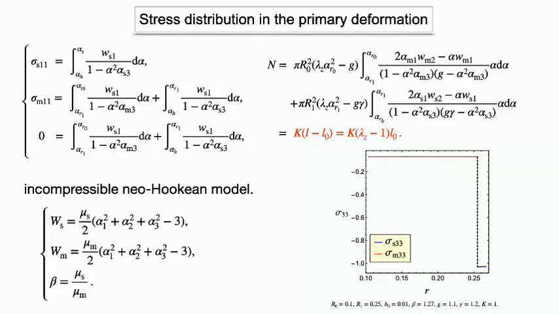And I give an example for the stress distribution. You can see that for the given parameters, this is the muscle, right? The muscle is actually under compression, but not too much. But for the skin, you can see that the stress, sigma 33, the stress in the axial direction, is very large. It is compressed more. That's why it will form wrinkles at some stage.